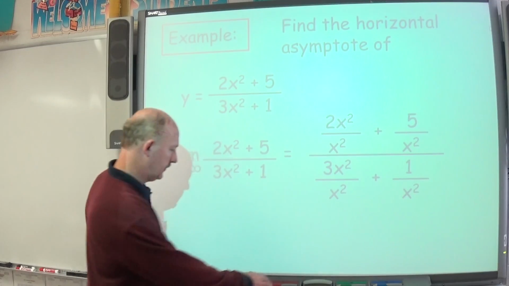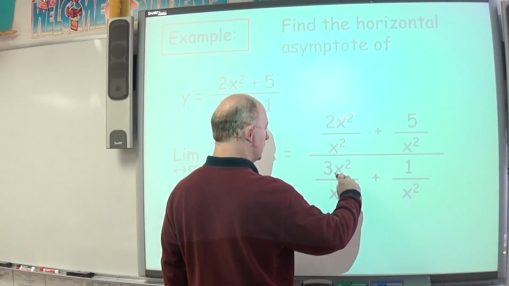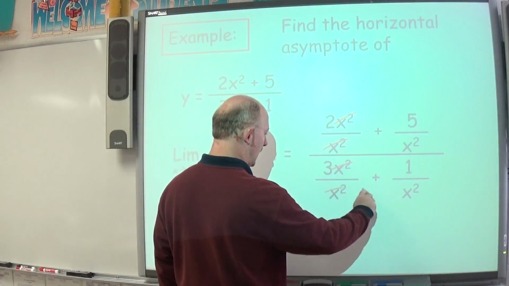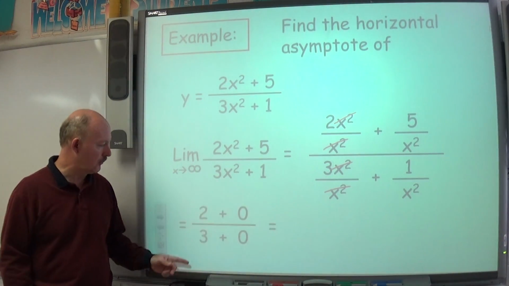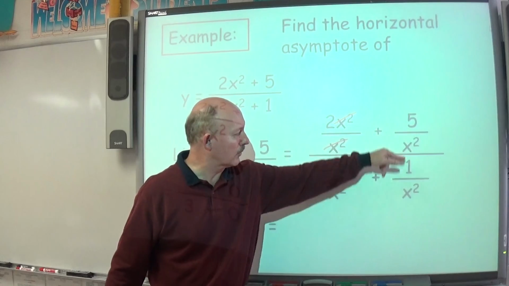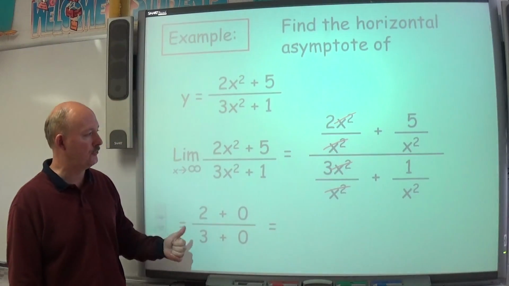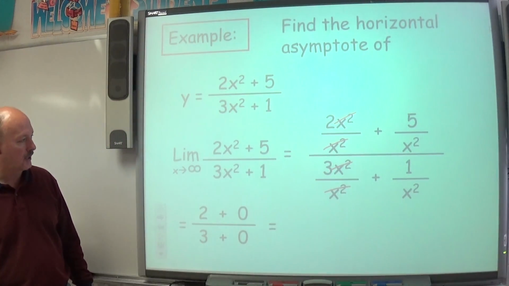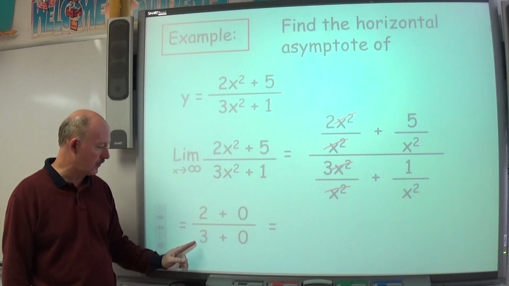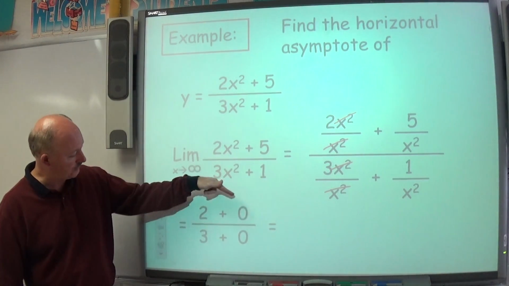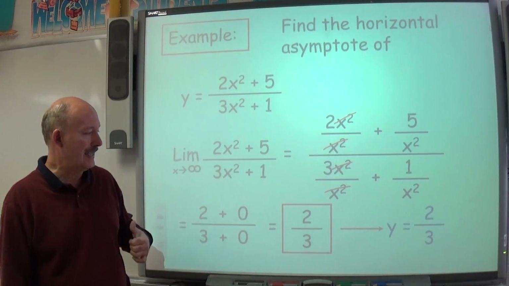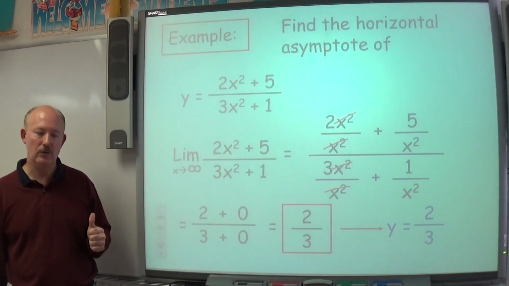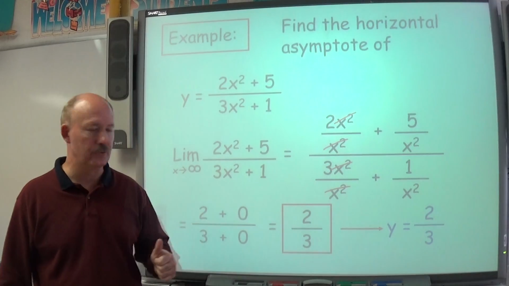So what happens? Remember, the x squares cancel out. So those cancel, these cancel out. And that leaves us then with the two fractions going to 0. So 5 over x squared goes to 0. 1 divided by x squared goes to 0. And you end up with 2 plus 0 divided by 3 plus 0, which is 2/3. So we say the equation for the horizontal asymptote is the line y equals 2/3.